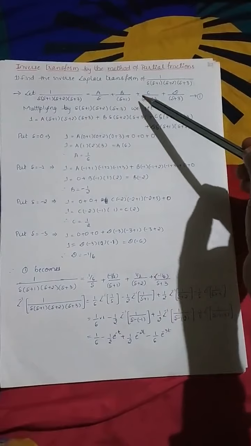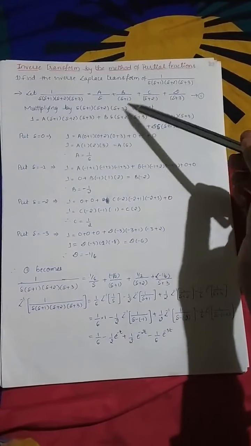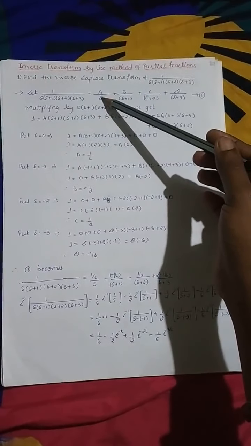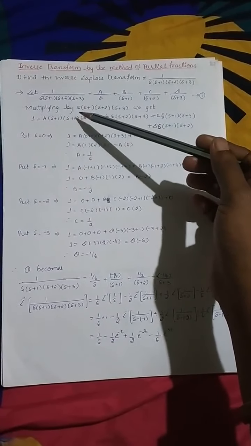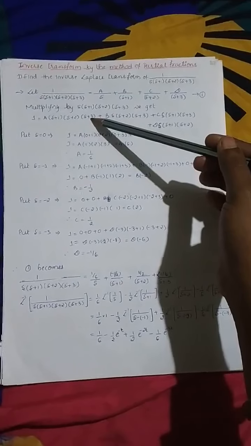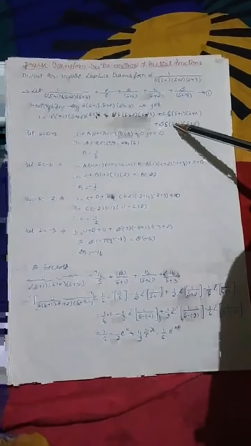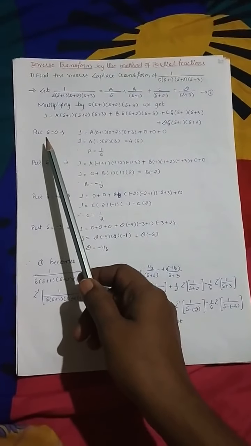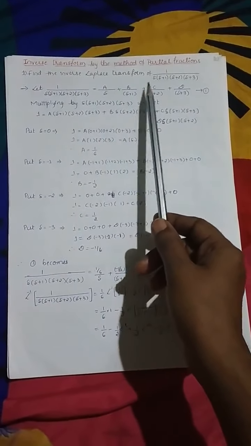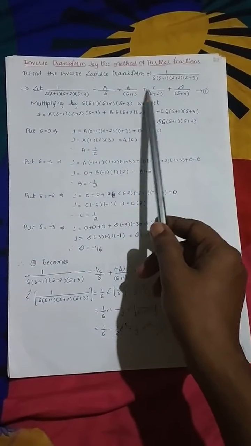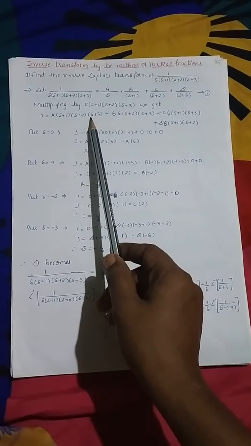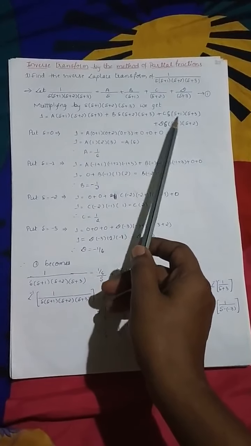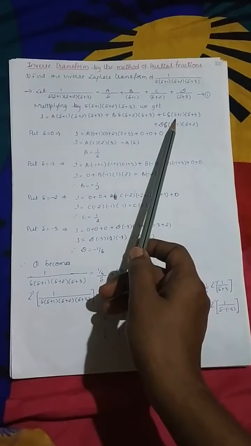When you multiply each term, some terms cancel. If you multiply a by this term, the s and s cancel and we are left with these terms. Similarly in the next terms also. Next, we need to find the values of a, b, c, d. To find them, we need to put values for s. If we go on substituting for s, we get the values of a, b, c, d.